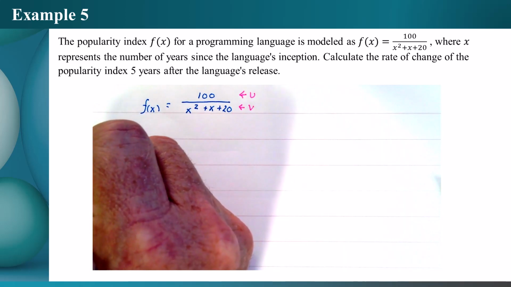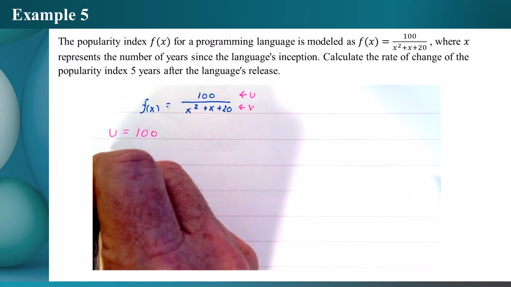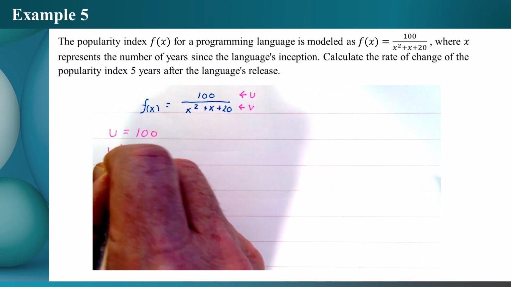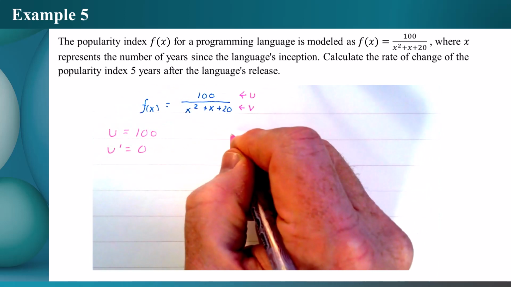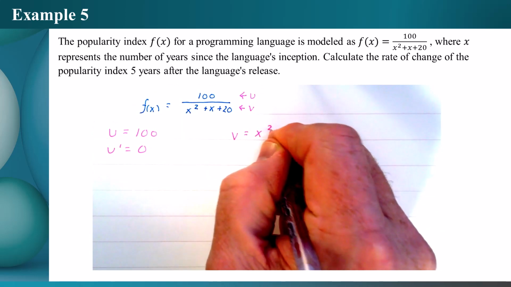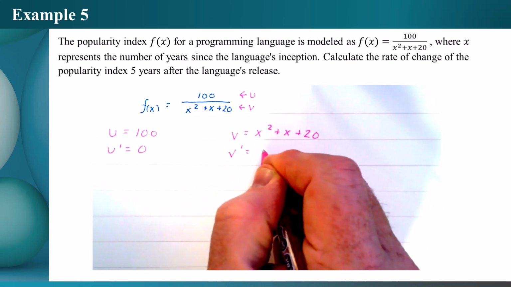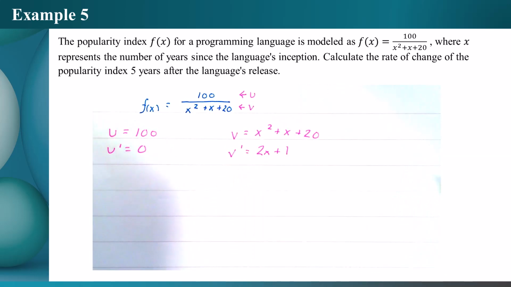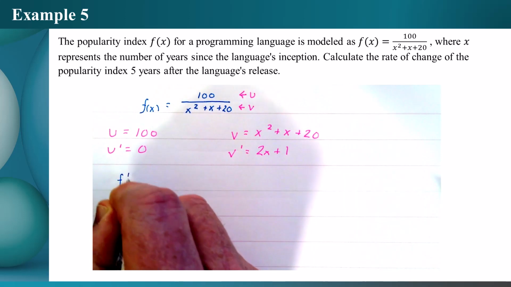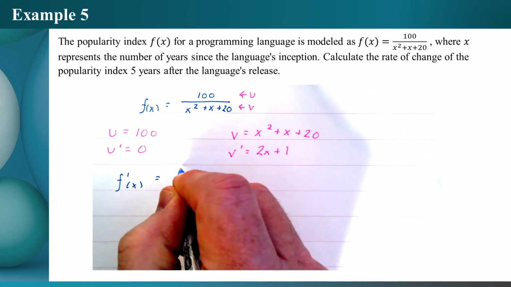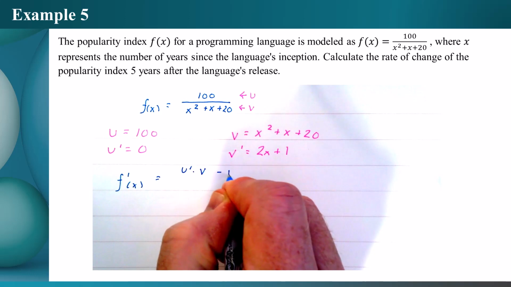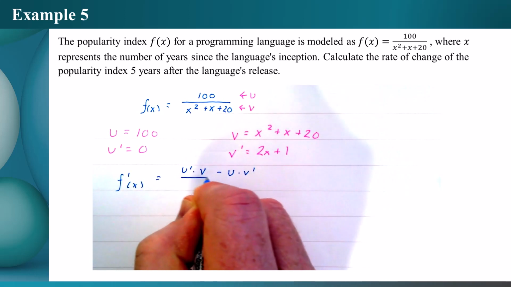And so we see here that u is equal to 100, which implies that u prime is equal to 0, and v is equal to x squared plus x plus 20, which implies that v prime is equal to 2x plus 1. And we know that the quotient rule involves u, u prime, v, and v prime, so we can go ahead and write down the derivative using the quotient rule. F prime of x is equal to u prime times v minus u times v prime over v squared.